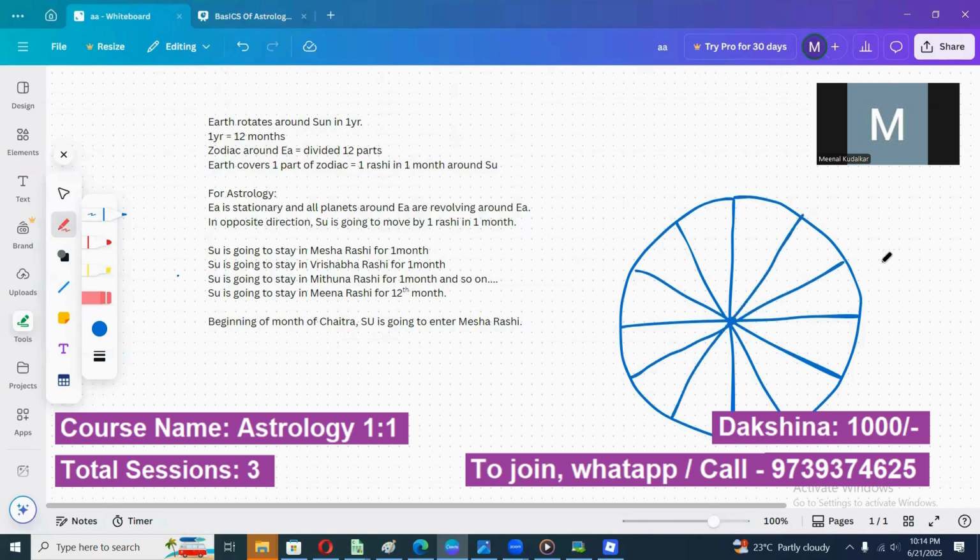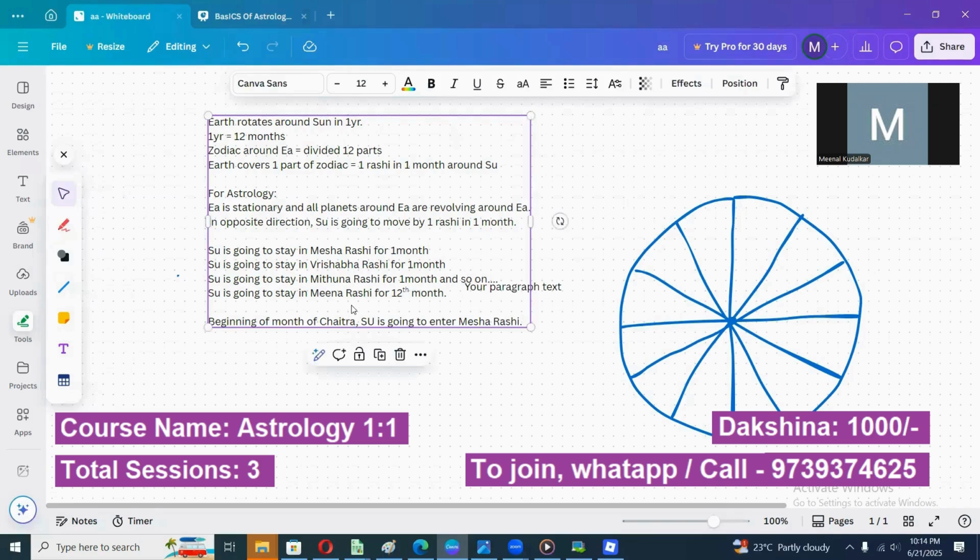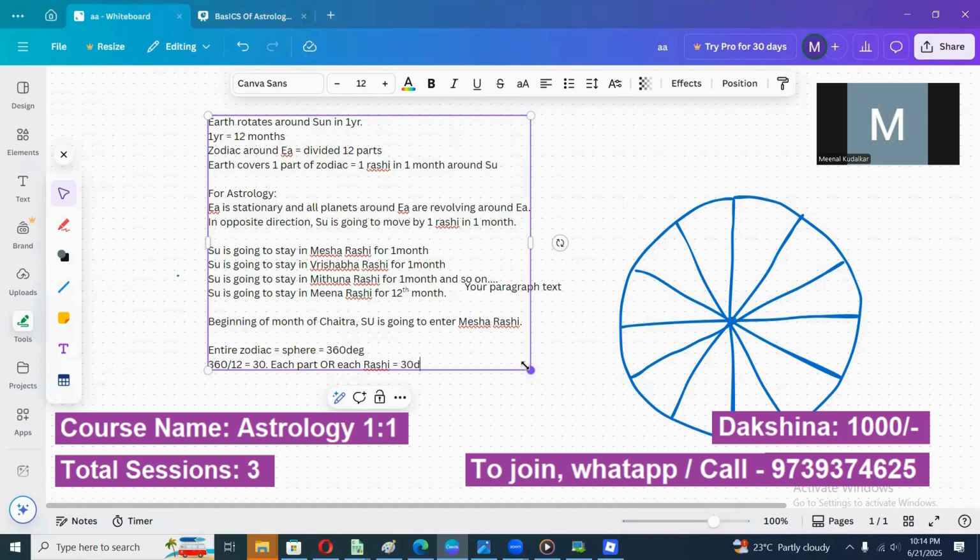I'm not going back to that diagram because a lot of things were drawn in the diagram, right? Now we know this entire sphere is 360 degrees, correct? Now let's start typing again. I think typing it will be easy to understand. So we know that entire zodiac, that sphere, is 360 degrees, right? We are dividing that into 12 parts. So 360 divided by 12 is 30. So each part or each Rashi is going to be of 30 degrees.